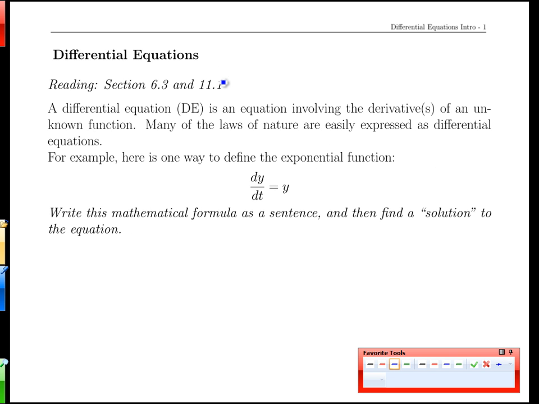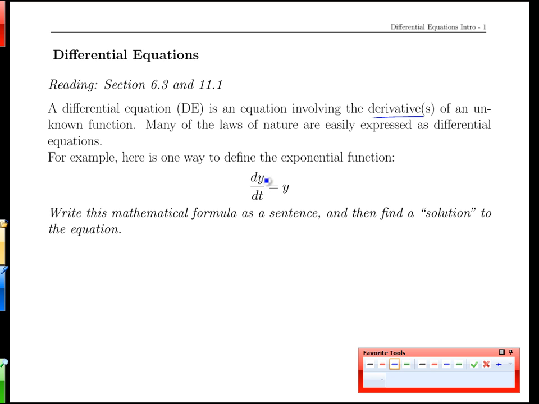Let's start off with what a differential equation might look like. So key word here, equation. So if we have an equation here, something with an equal sign, that's all we're talking about. The only thing that makes it a differential equation instead of a regular equation is that somehow there's a derivative involved in the equation itself. And the reason we look at these is because many of the laws of nature, of economics, are very easily expressed in this form. Let me show you how that works.